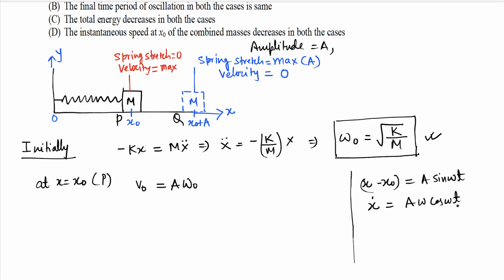Now, this is maximum when omega t is n pi and could be 0 also. So therefore, at 0, the velocity is a omega. That is the maximum velocity. Okay. So a omega 0, and a is given. So this will be a root k by m. Okay. So that's the initial velocity.